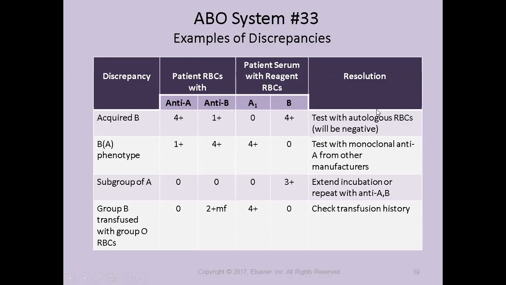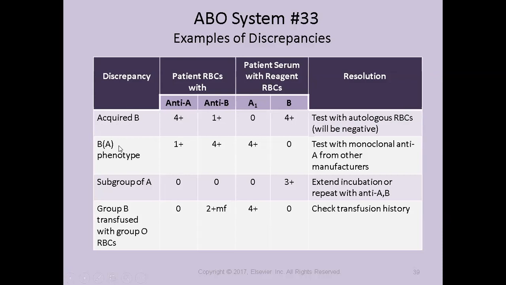Okay. We'd also want to maybe look at the patient's history to see if they have lower GI disease or something that could be causing the acquired B. Let's look at the next one.